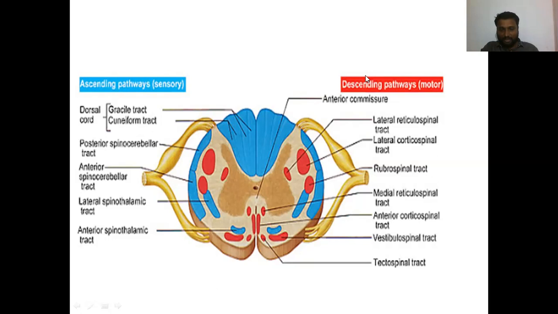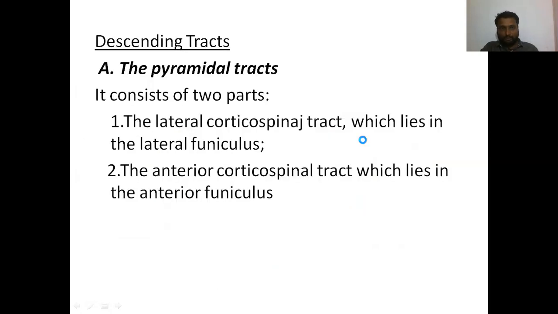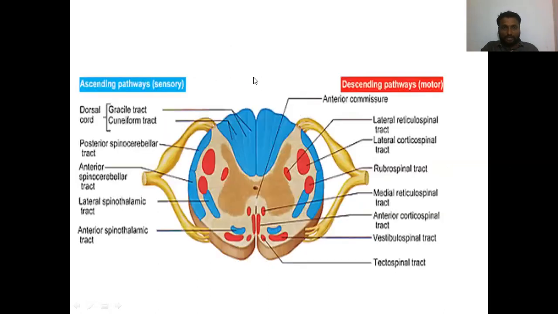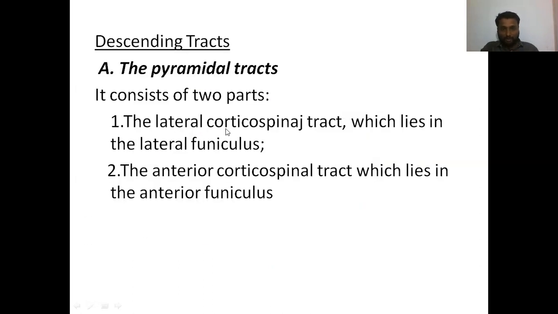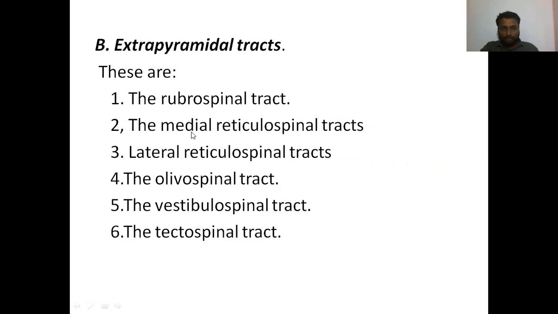So descending tracts are of two types. What are they? Pyramidal tracts, starting from the pyramidal cells of the cerebrum, and extra pyramidal. Of the pyramidal tracts, two are there. It starts from the cortex of the cerebrum, that's why it's known as corticospinal. In the lateral aspect of the spinal cord, it is the lateral corticospinal. The other one, in the anterior aspect, is the anterior corticospinal tract. Then rubrospinal, medial reticulospinal, lateral reticulospinal, olivospinal, vestibulospinal, and tectospinal tracts.